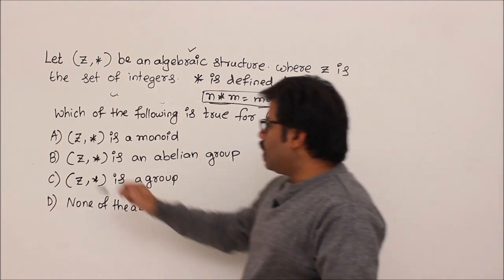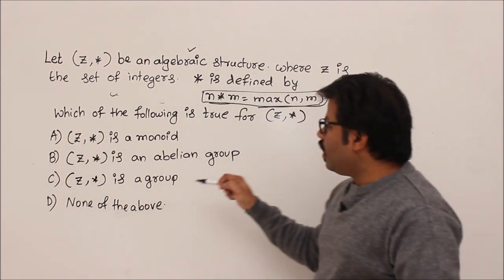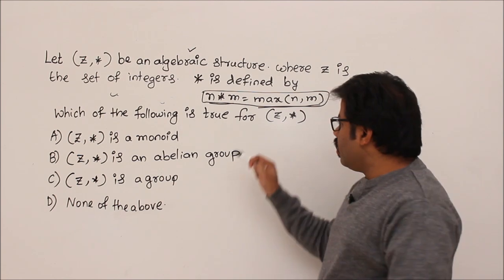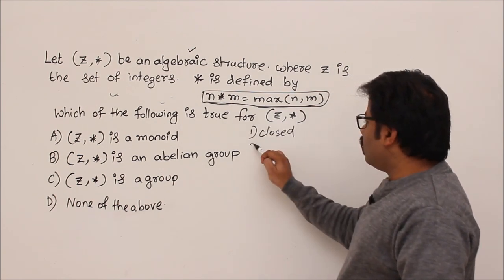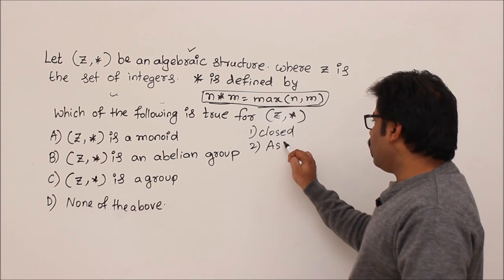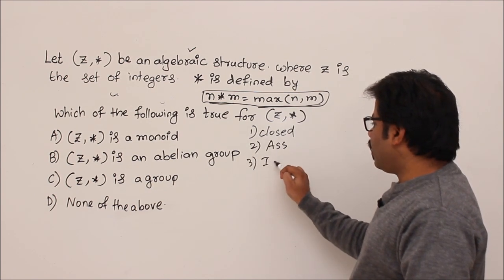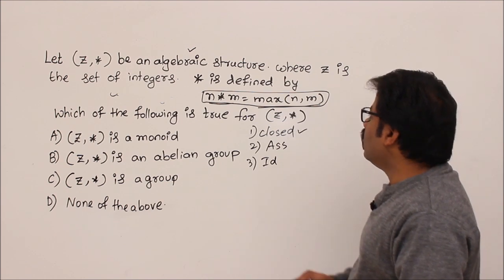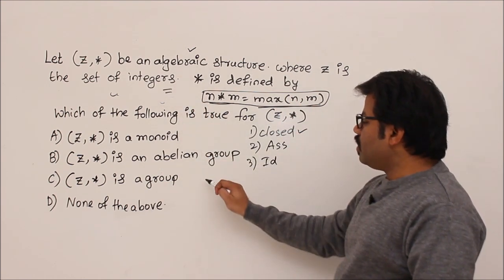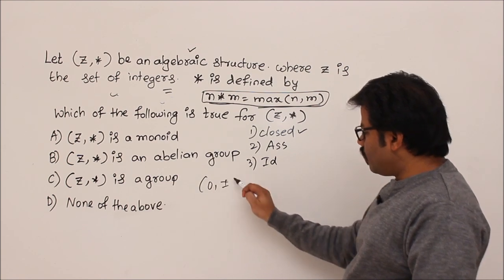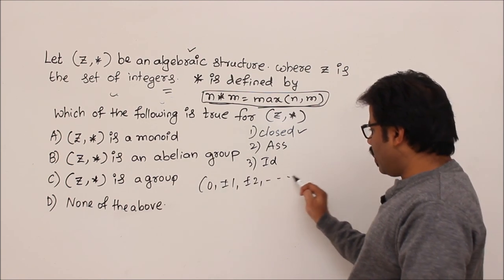Let us begin with option A. Z star is a monoid. If it really is a monoid, then what should it be? First, we have to check the closed property, correct? Then we have to see associativity. Third one, identity element, correct? Let us begin with closure. You take any two, what is the domain? The set of integers. Integers means 0, plus or minus 1, plus or minus 2, and so on, correct?